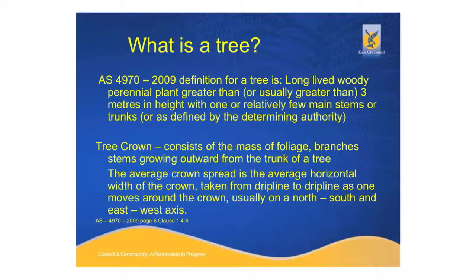under that particular overlay. We know the tree crown consists of the massed foliage, branches and stems growing outward from the trunk of the tree. The average crown spread is the average horizontal width of the crown taken from drip line to drip line as one moves around the crown, usually on a north-south and east-west axis.